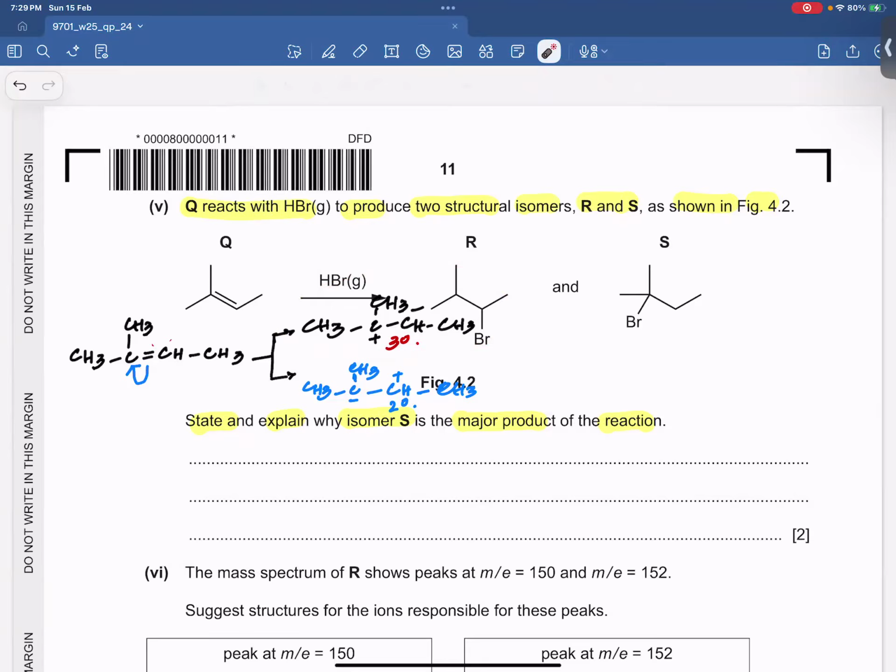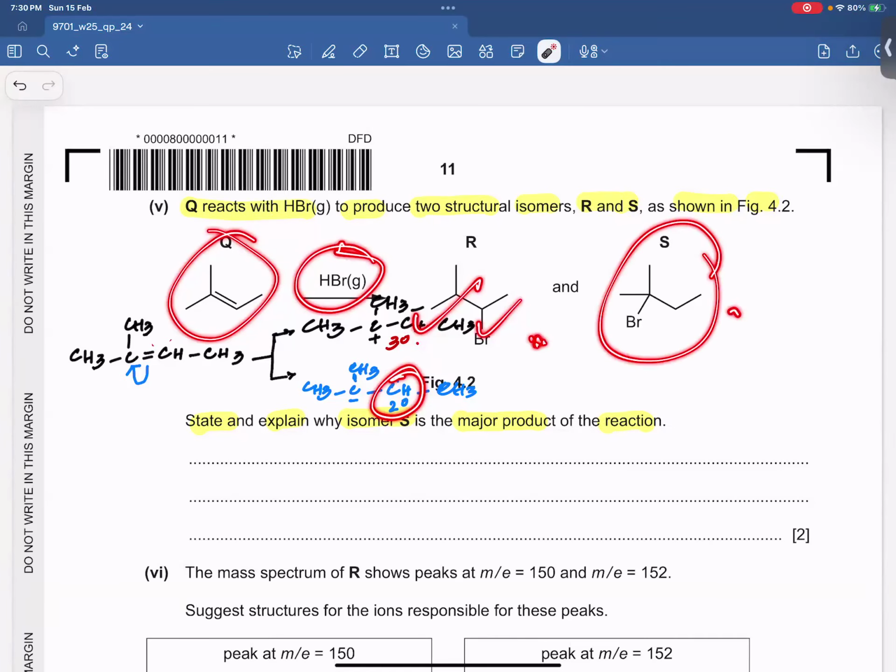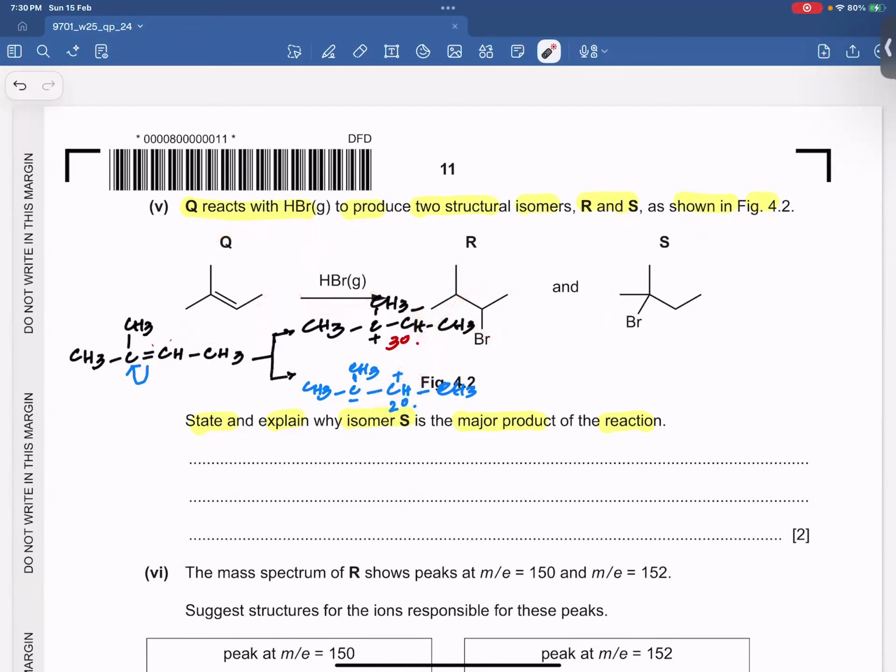I hope it makes sense to you. Actually, this is an unsymmetrical alkene and an unsymmetrical reagent. So technically, we can apply Markovnikov rule here, and Markovnikov rule follows stability of carbocation, in which 3-degree is more stable than 2-degree, which is why the reaction follows the 3-degree carbocation, and which is why S will give you the major product. I hope it makes sense to you. We have done such examples in the class.